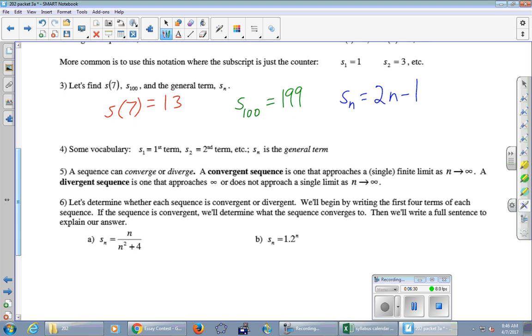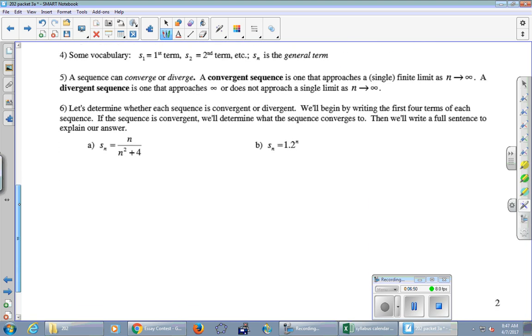But if it is approaching infinity, or it is not approaching a single finite number, then we're going to say the thing diverges. 1, 3, 5, 7, 9. Does it approach a single finite number? No. Blows up to infinity. That sequence diverges. Good? Let's talk about a couple of other sequences here together.